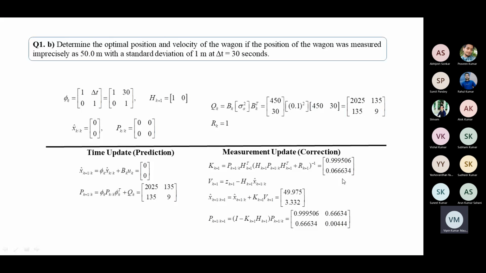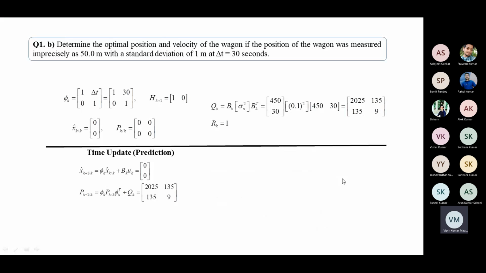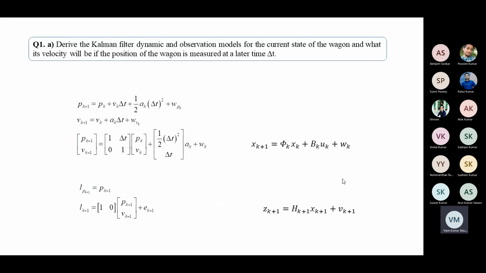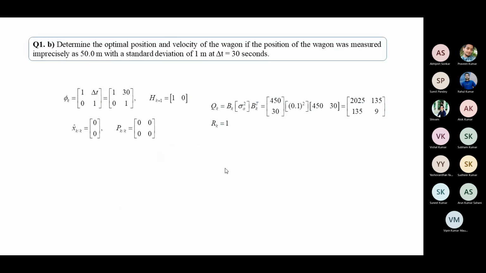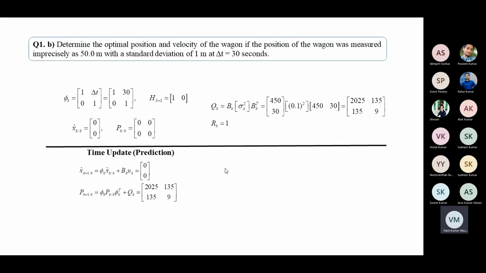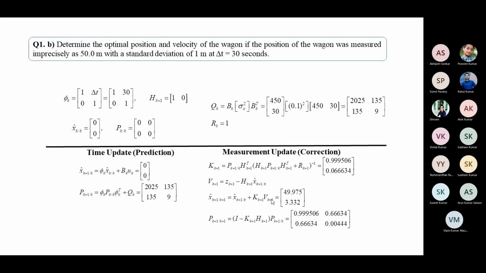Any doubt regarding this question? First of all, we made the observation equation, the lower one, and the first one was the system equation, or the dynamic model. Then we took all the values required for the time update equation and the correction equation, performed the calculation, and finally found the velocity and position with the covariance.